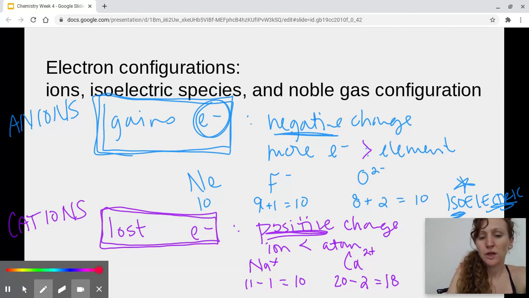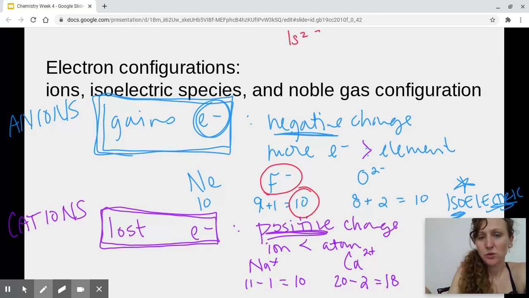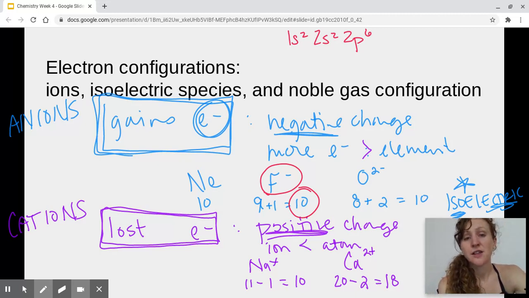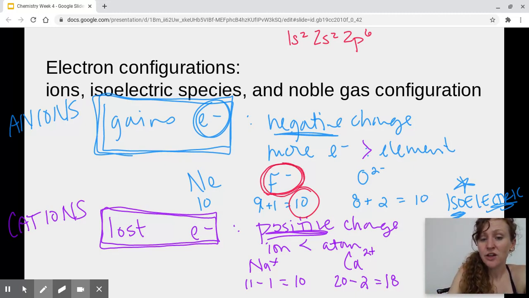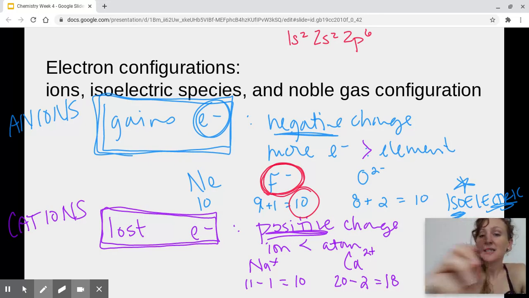Let's do fluorine. So for the fluoride ion, I'm going to write an electron configuration that has 10 electrons. So I'm going to fill the 1s with 2, 2s with 2, and then 2p. So I have 4 already. I need 6 more. The 2p fills up with 6. Notice this is the exact same electron configuration as something else on the periodic table, and that something else is neon.